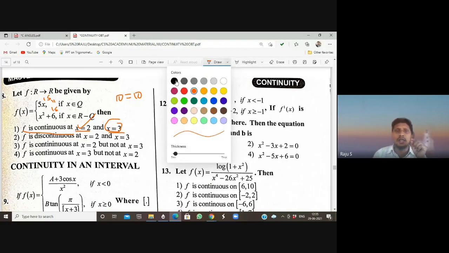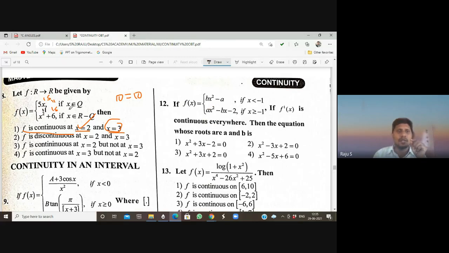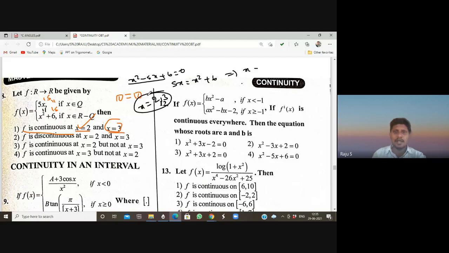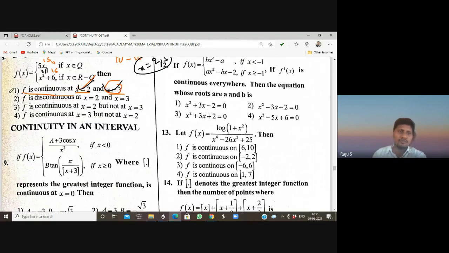Otherwise, if you are not getting any idea, you have to equate these two, because only when both are equal can we say it is continuous, that is, left-hand continuity equal to right-hand continuity. We can equate 5x to x square plus 6. So x square minus 5x plus 6 is equal to 0. Solve this quadratic equation and we will get the x values. What are the x values we are going to get? 2 and 3, am I right? Directly we can say it is continuous, because at 2 and 3 both will be equal. So the first option is right.